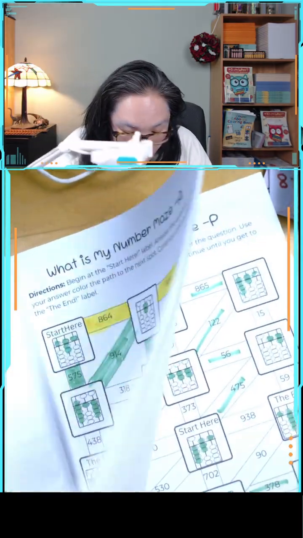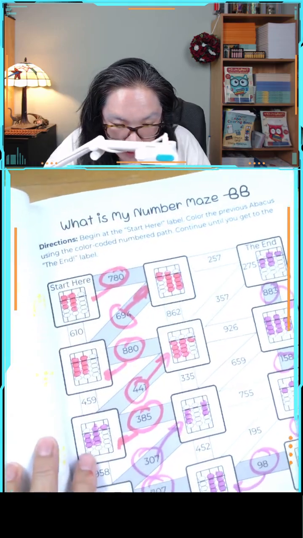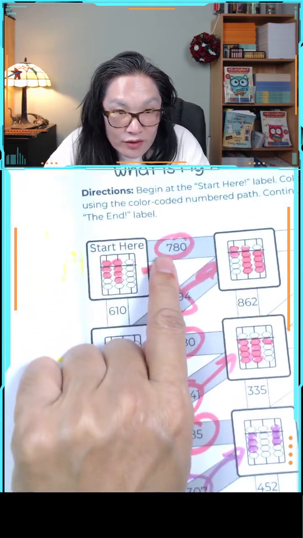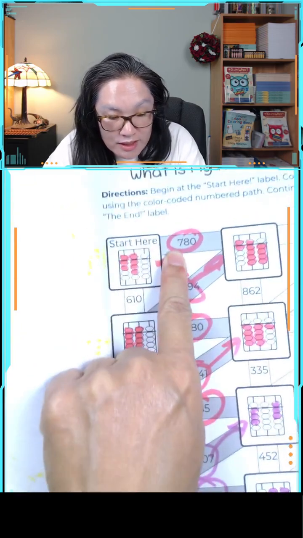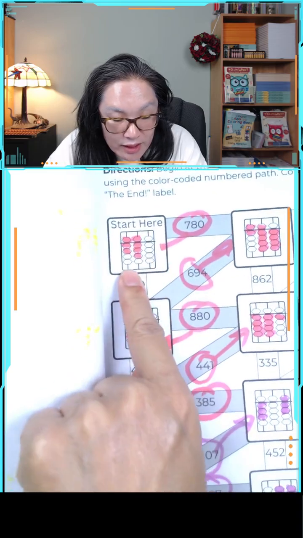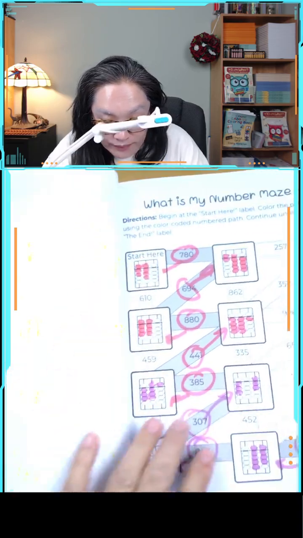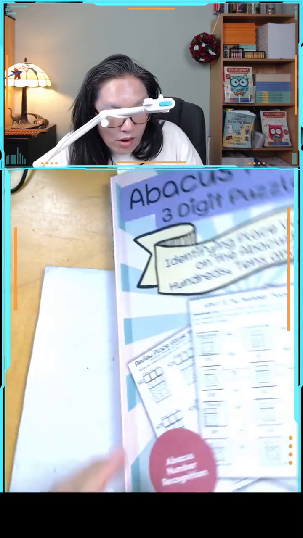There's another type I have. It's called the reverse maze, where I give you the number, I give you the path, and then you're supposed to color in the number. So this is 780, so 780 goes over here. And then I give you answers in the back of the book. That's it. That is my book.